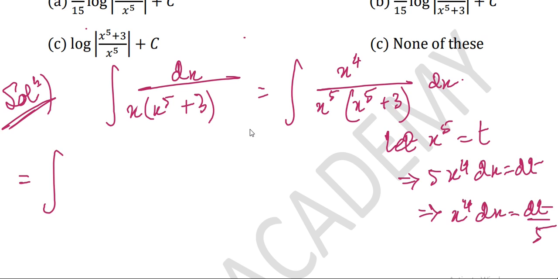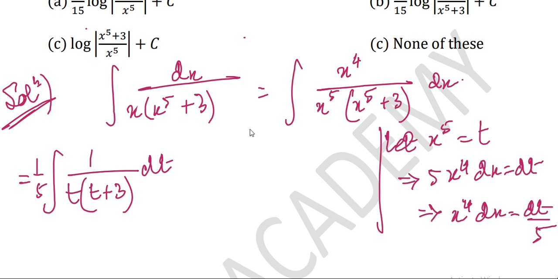So this is integration of, now x to the power of 4 dx is obviously dt upon 5. So 1 by 5 is just a constant. So we have 1 by t into (t plus 3) dt. Now we don't need to take a partial fraction for this, like a by t plus b by t plus 3. No need to do this. These are basically observation problems. You have to observe that function, and you have to decide how to represent this in terms of partial fraction.